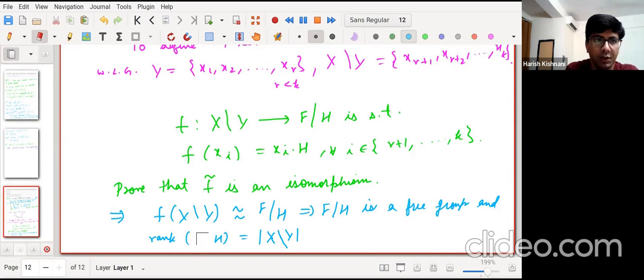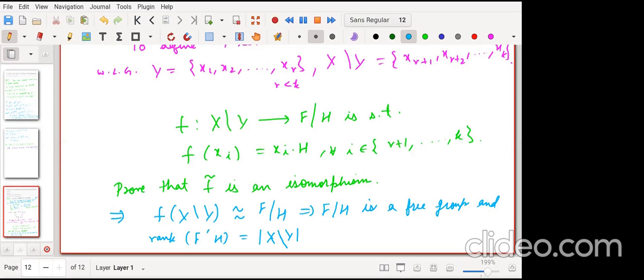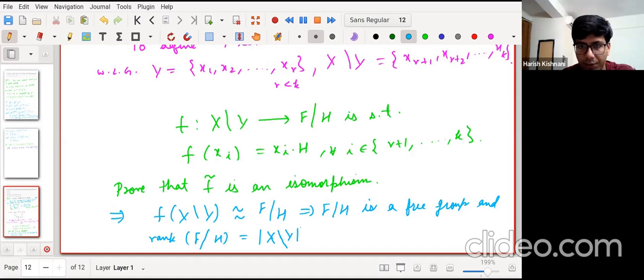Don't get confused between this modulo and this set minus. Modulo is this and set minus is this. The direction of this line is different. So this is equal to the cardinality of X minus the cardinality of Y. The cardinality of X was the rank of F, and the cardinality of Y was the rank of H.